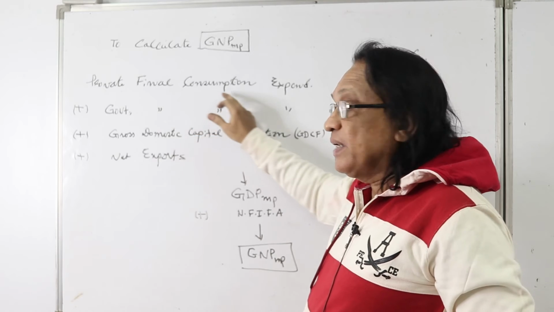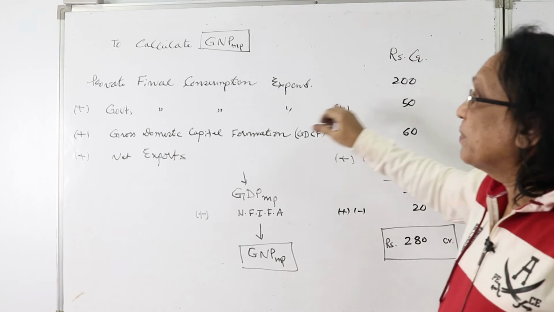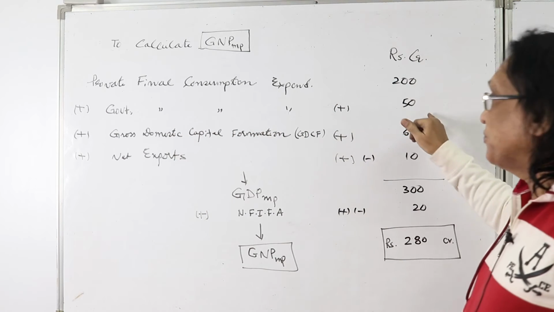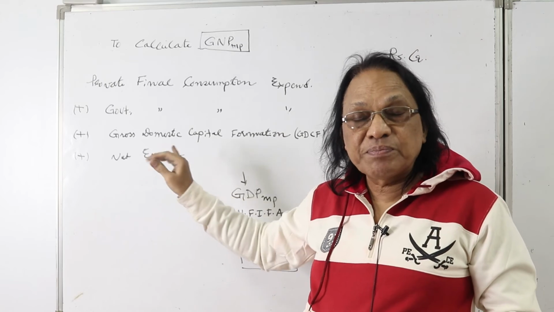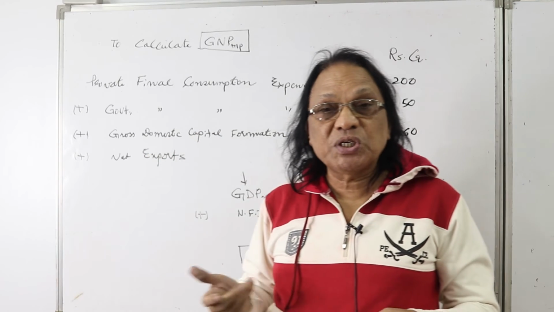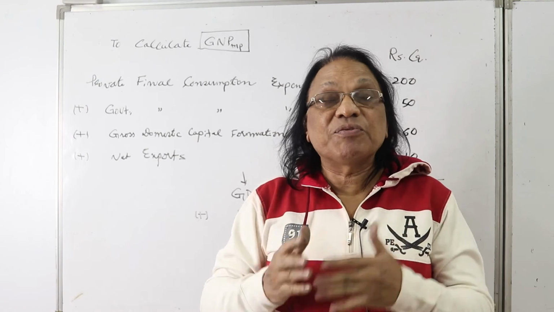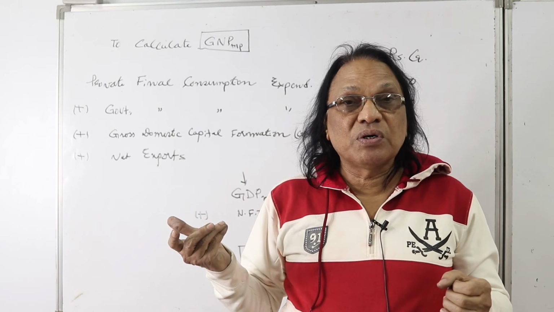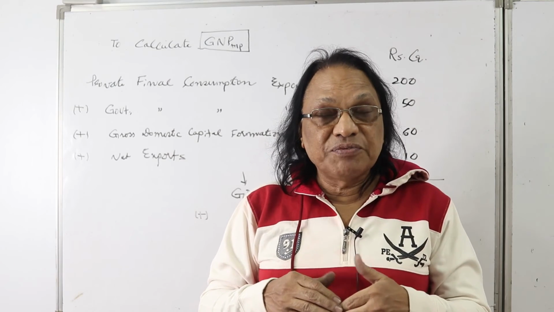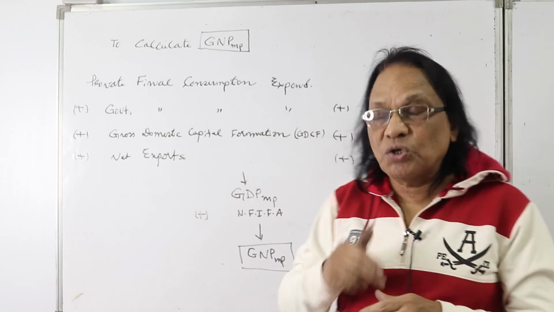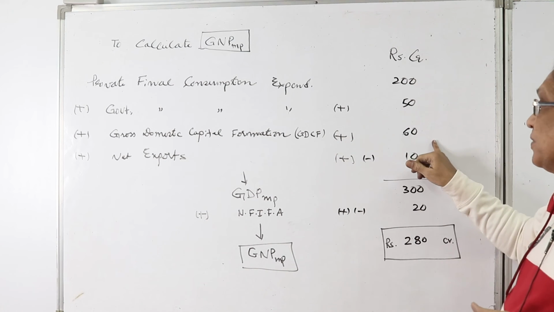One, private final consumption expenditure is given to you as 200. Government final consumption expenditure is given as 50. Gross domestic capital formation, GDCF, has two components. Gross domestic capital formation is equal to gross domestic fixed capital formation plus change in stock. If they give you GDCF, don't take change in stock. If they give you net domestic fixed capital formation, add depreciation to that, and if they give you fixed capital formation, definitely you add change in stock. So gross domestic capital formation is complete. GDCF is 60, take it.